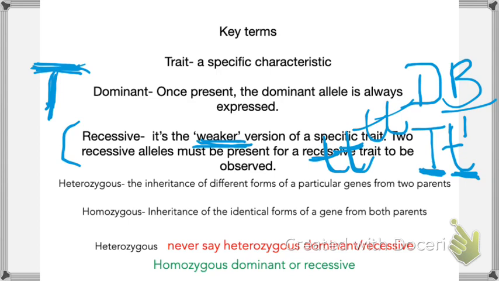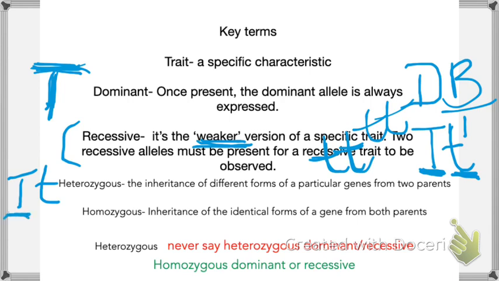So what are heterozygous traits? Heterozygous refers to the inheritance of different forms of particular genes from both parents. So what does that mean? It's the same thing that we have talked about already. So heterozygous, when you think about heterosexual, you're attracted to different persons other than your current sex. So difference is seen there.